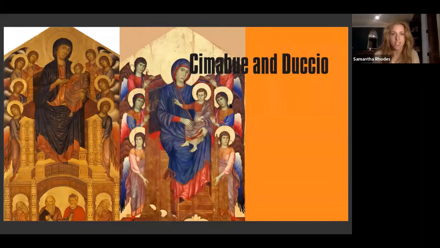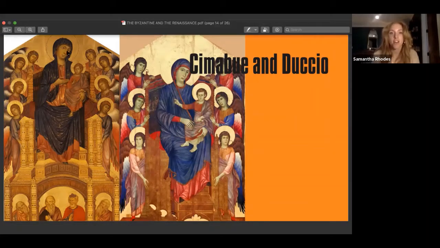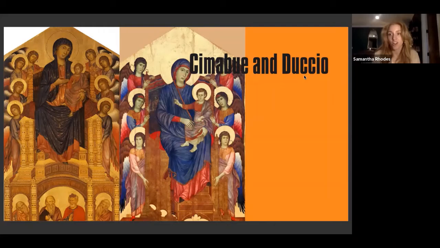And this happened in the early or late 12th, early 13th century. Cimabue and Duccio are very important figures in art history, as you can imagine, because a lot of people consider them fathers of the Renaissance.